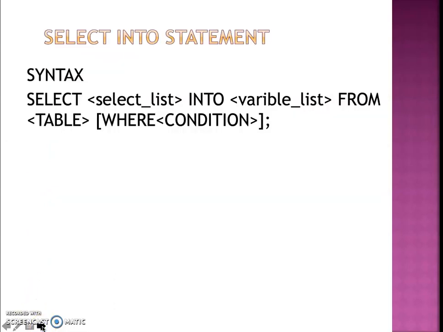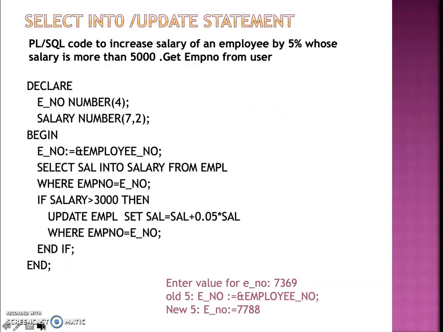The first one is the select into statement. The select into statement will help you to access the table fields of each record into a variable list. Let's see this with an example. In this program, we can see that the employee salary has to be increased by 5%, whose salary is more than 5,000.